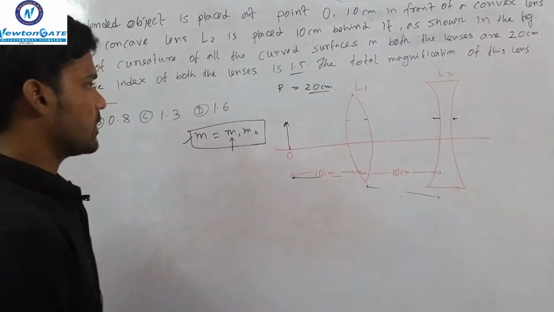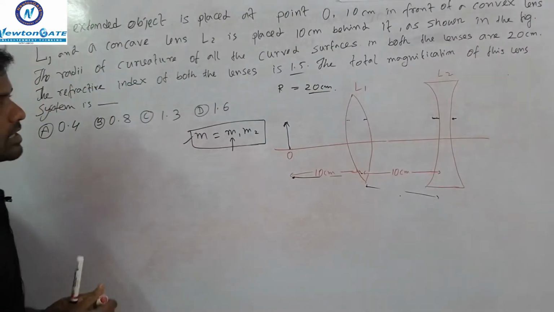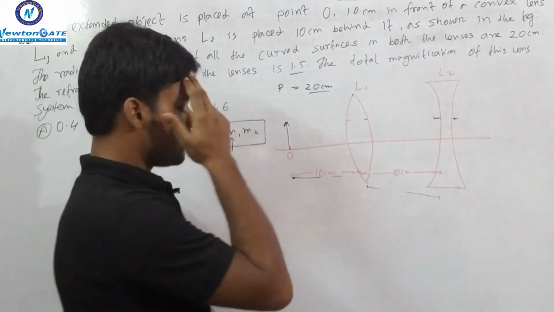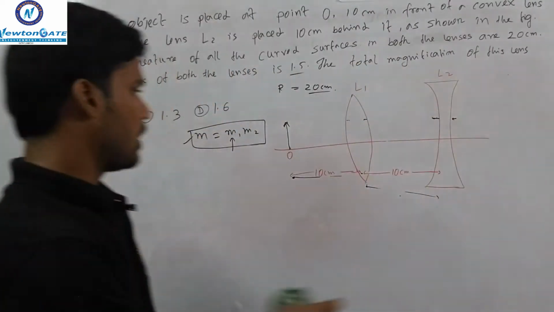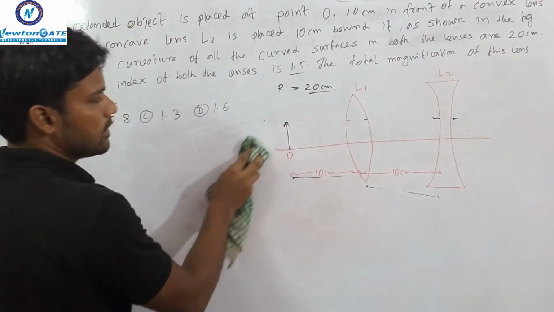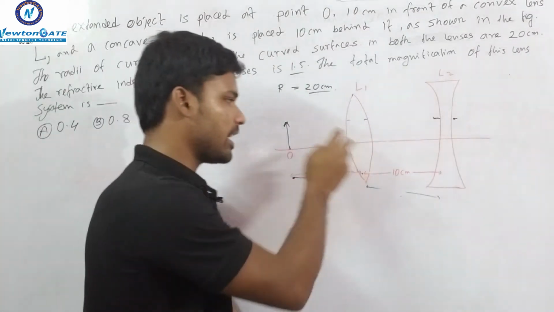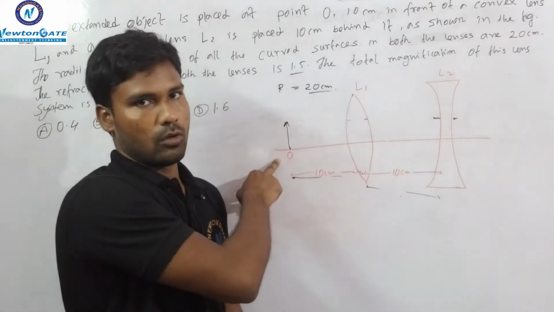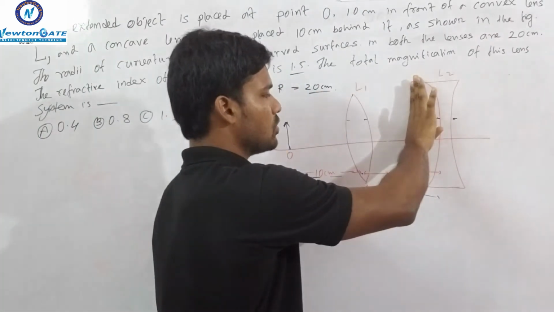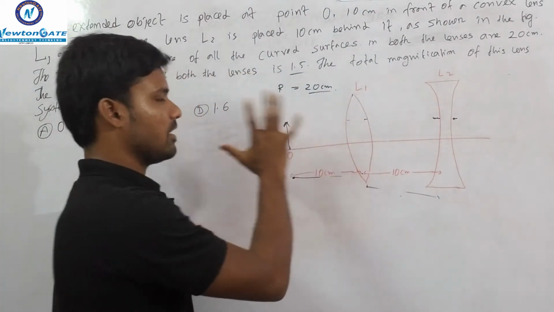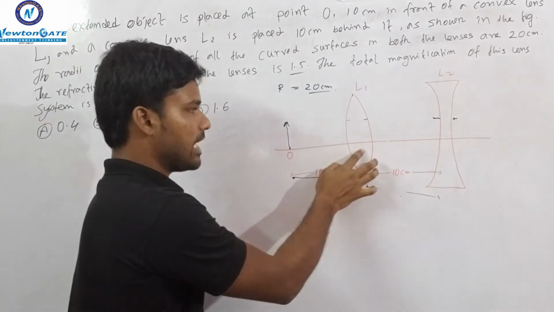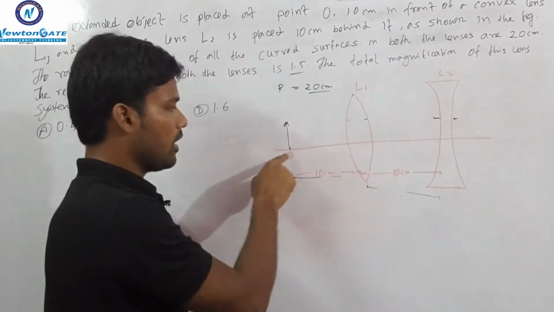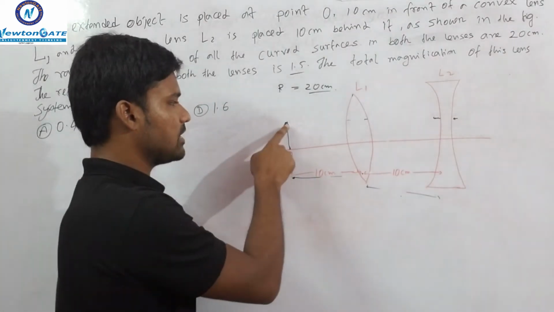Okay, just try. So first here object O is placed here. So for the first lens the object is this one, but for the second lens the object is not O. So just forget about lens 2. Just first think about lens 1 only. So for this lens, that is for L1, object is placed at O.